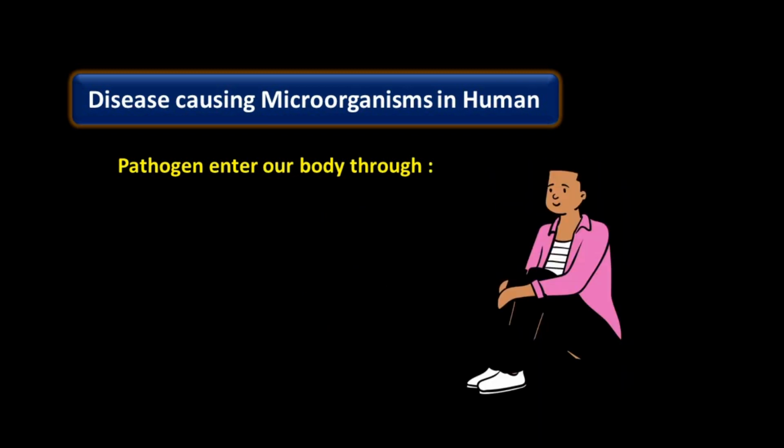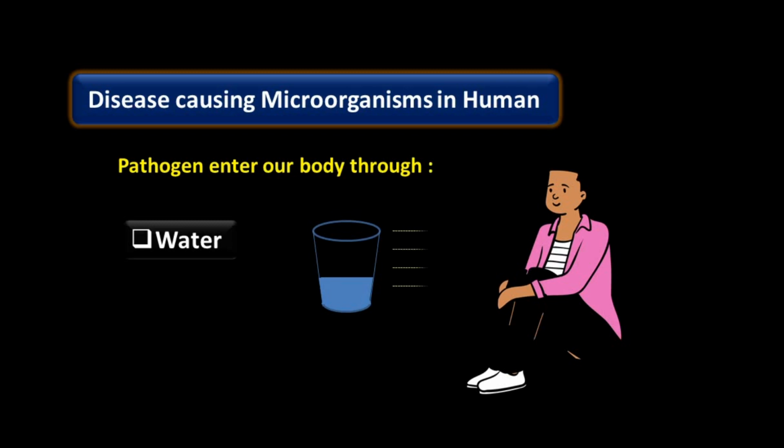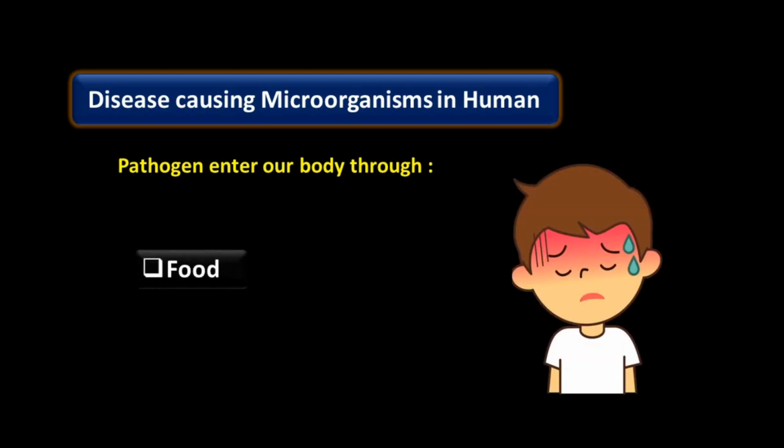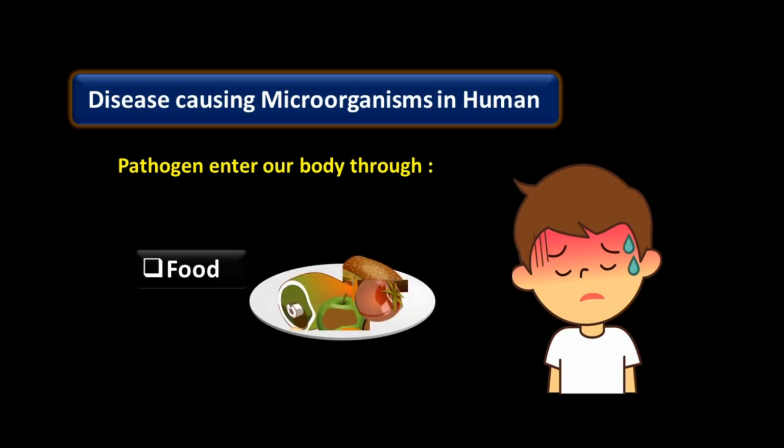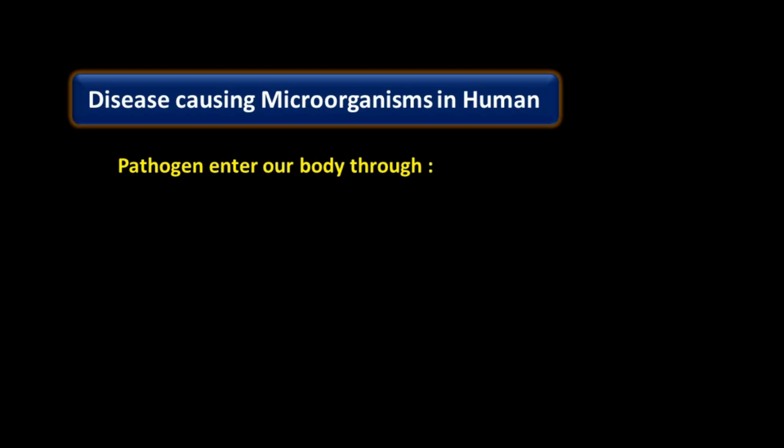Pathogens enter our body through water, contaminated water. This water has some pathogens. When we drink this contaminated water, these pathogens enter the human body and cause different types of diseases. Third, food, contaminated food. Pathogens present in the contaminated food enter the human body and cause different types of diseases. Next, pathogens enter our body through contact.